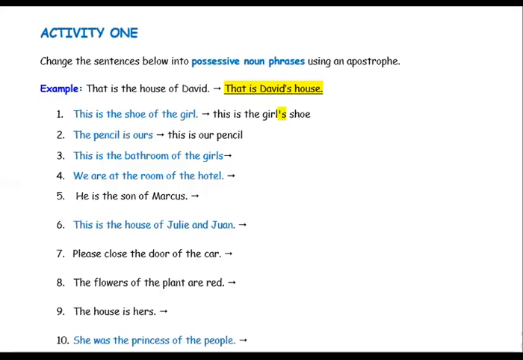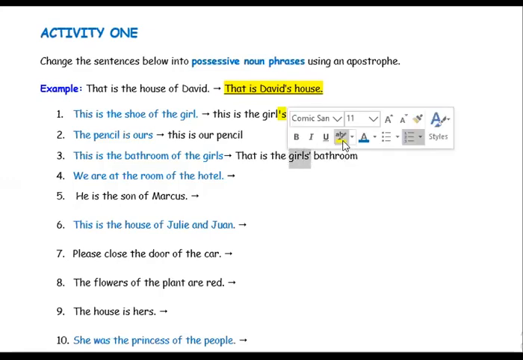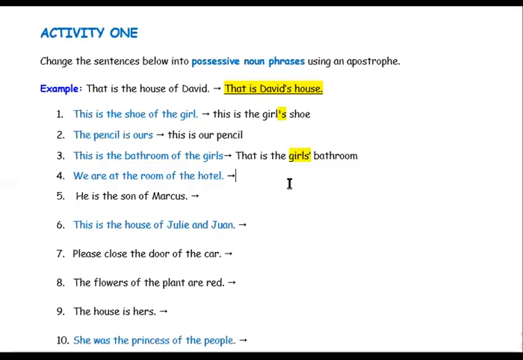Well done, Wolf. So I'm just copying and pasting Wolf's answer and putting it here. In this case, guys, you see that the only way I'm going to know that the bathroom belongs to many girls is by putting the apostrophe after the word.